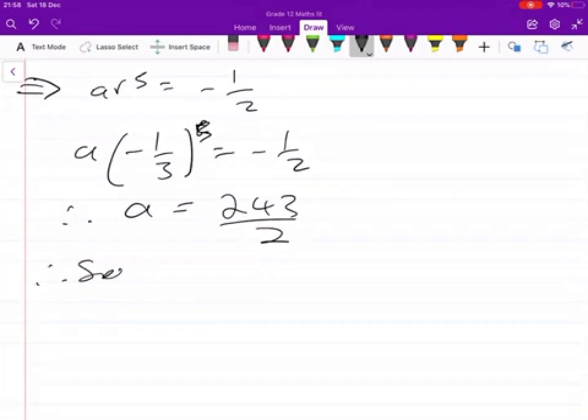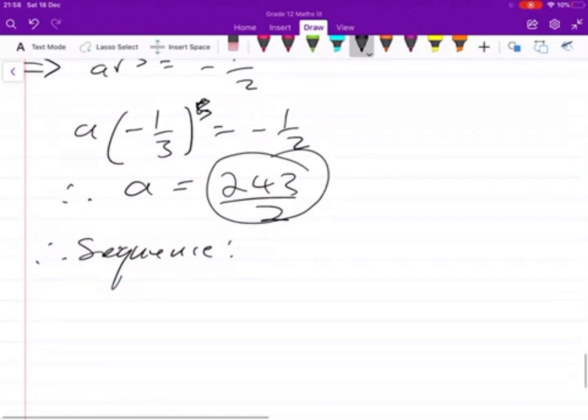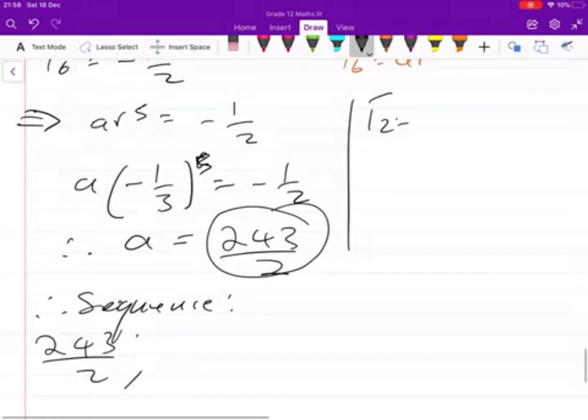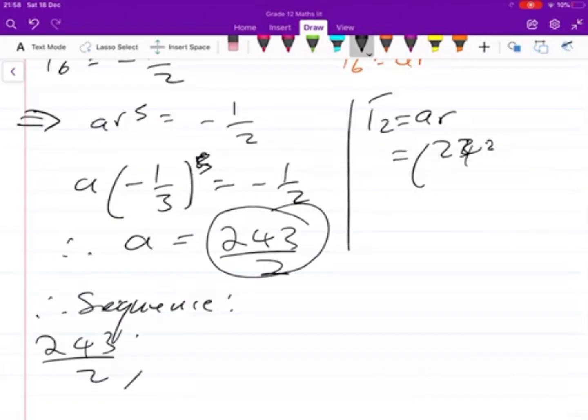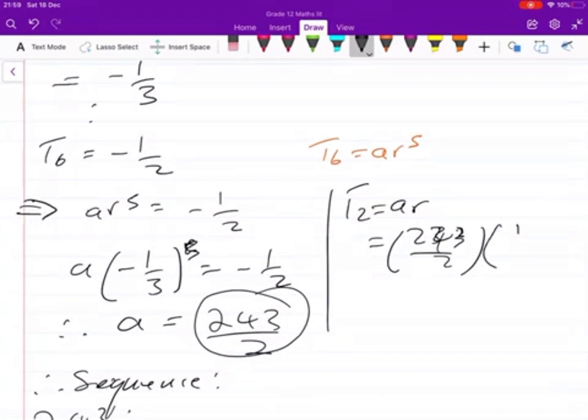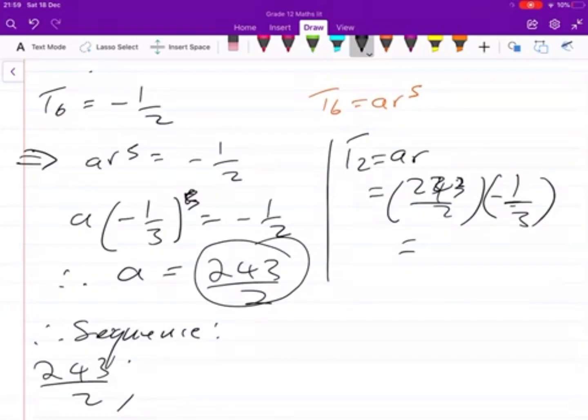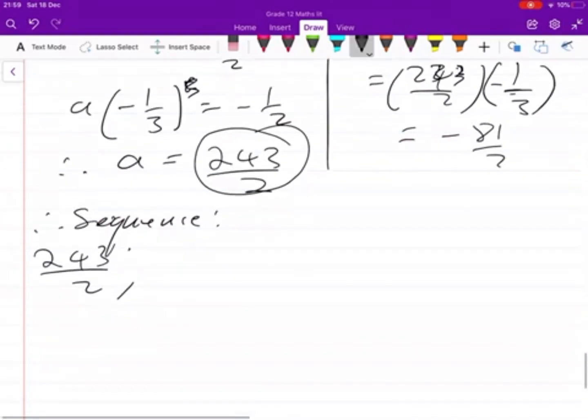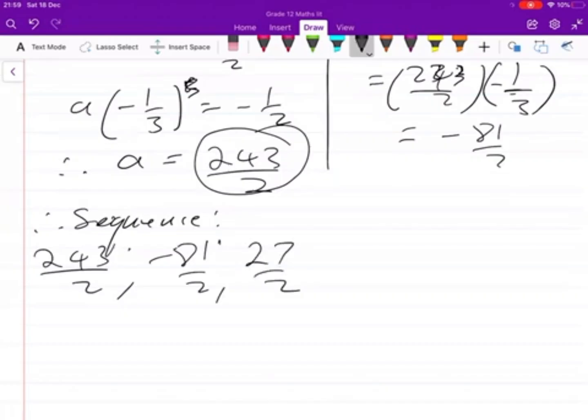Therefore, your sequence, here's our first term, is 243 over 2. We can find our second term, it's AR, so that is 243 over 2 multiplied by -1 over 3. And we will find out that the answer is -81 over 2, and the next term of course is 27 over 2.